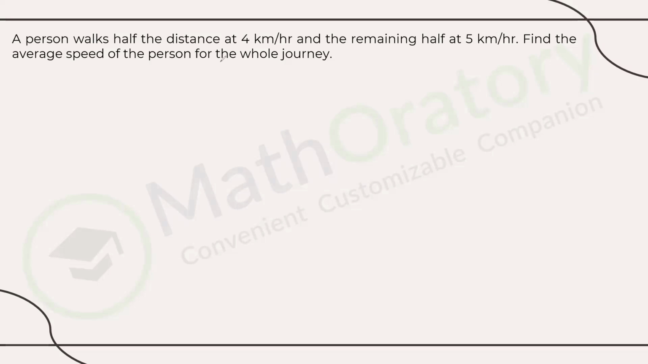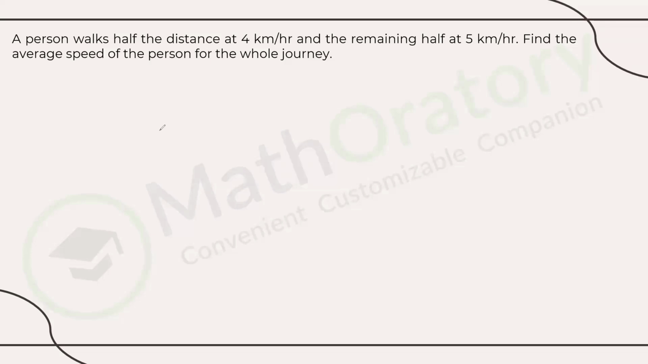And more often than not, if you have a variation on it, for example, if it's not exactly the same distance for the two parts, here it's half the distance at this speed and half the distance at this speed, meaning whatever distance the person covers at 4 km per hour, the same distance is covered at 5 km per hour. If you don't have that, you can apply this very simple logic that I'm going to use for this question, and just figure out the answer.